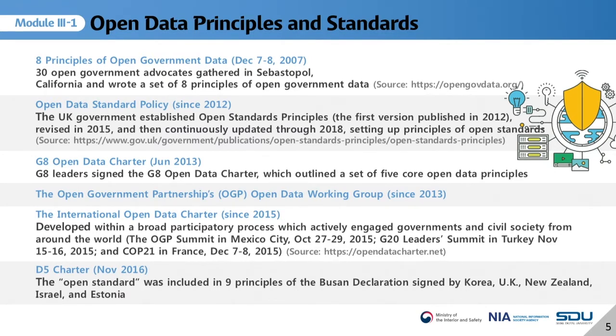First, the 8 principles of open government data. And second, the open data standard policy in 2012. And the G8 Open Data Charter in 2013. And then the Open Government Partnership, so-called OGP, Open Data Working Group operation in 2013. And then we'll move to the International Open Data Charter in 2015. And then we will cover the D5 Charter in Korea in 2016. This is not all the open data principles and standards in the world, but these 6 open data principles and standards are more important than others.